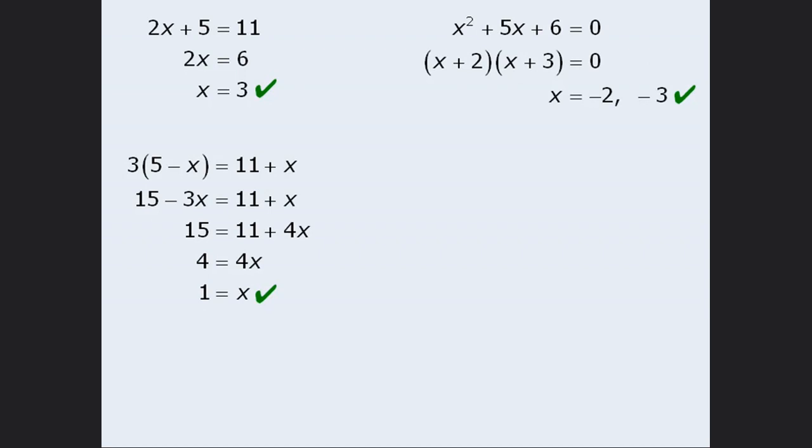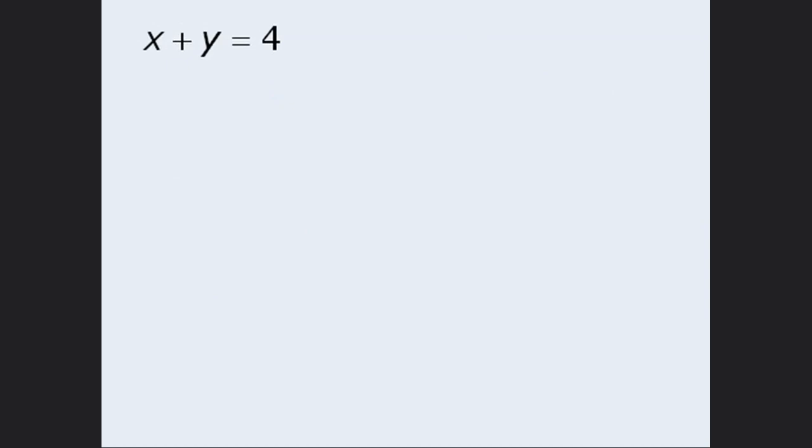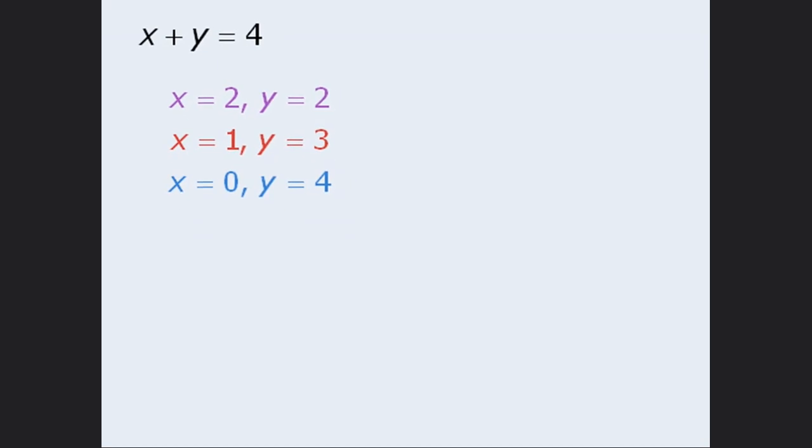Compare these equations with this equation. The first thing we notice here is that we have 2 variables. So we are looking for a pair of values, x and y, that satisfy the equation. Well, x equals 2 and y equals 2 is one possible solution. X equals 1 and y equals 3 is another solution, and so is x equals 0 and y equals 4. We can also have x equals 3.5 and y equals 0.5, as well as x equals 5 and y equals -1. In fact, as you probably already know, the solutions can go on without end.